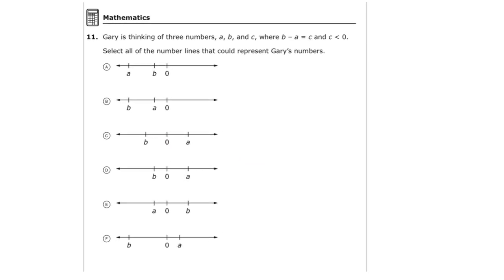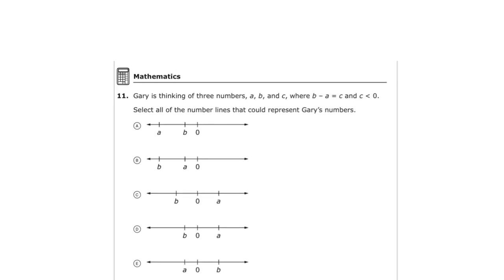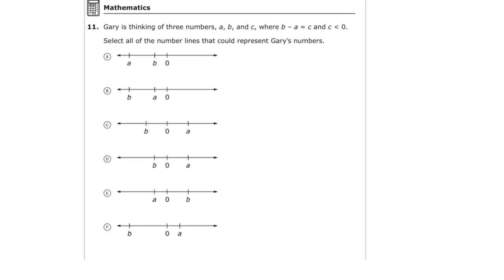Let's see. Gary is thinking of three numbers, A, B, and C, where B minus A equals C, and C happens to be less than 0. Select all of the number lines that could represent Gary's numbers. Okay. Yeah, so tricky, definitely tricky.